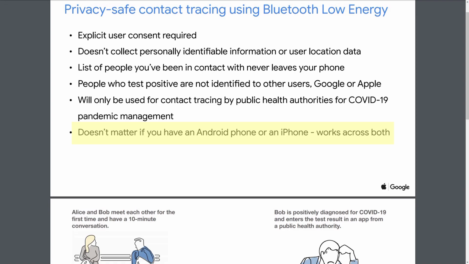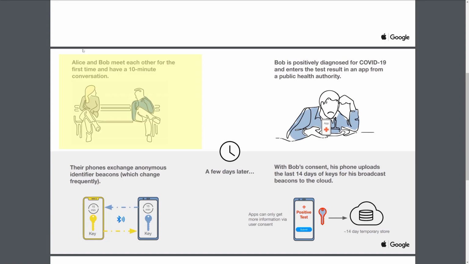And this is the interoperability that they wanted to touch on before. Since it's a collaboration between Apple and Google, the API is fully interoperable and it will work both on an Android and an iPhone. How this is really going to work: we have 2 people, Alice and Bob. They meet each other for the first time and they have a 10-minute conversation.